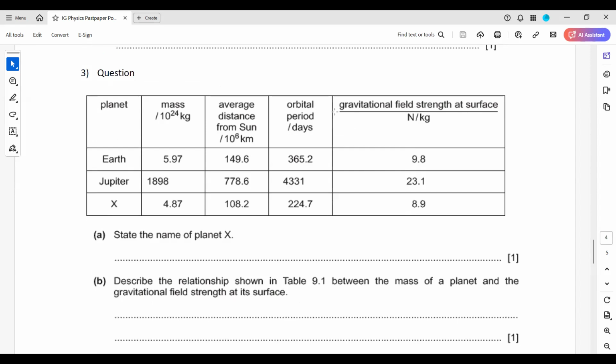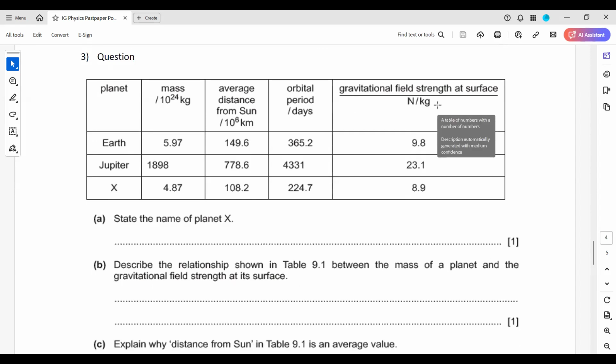Question 3. We have a planet position. Earth is there, Jupiter is there, and X. Mars? Venus? Maybe Mars, maybe Venus. State the name of this planet X.